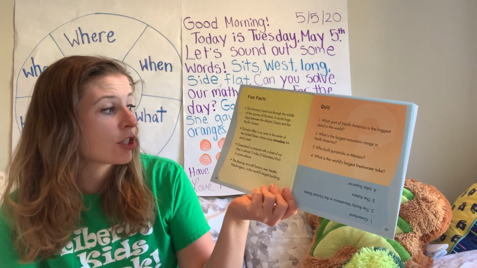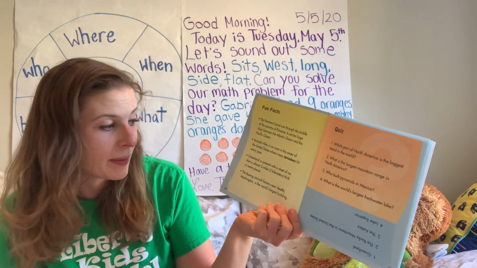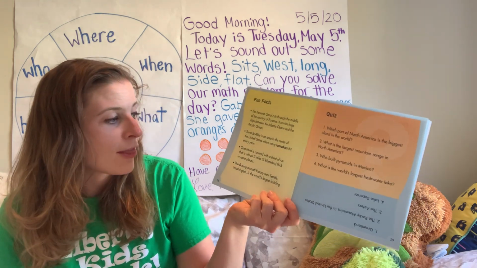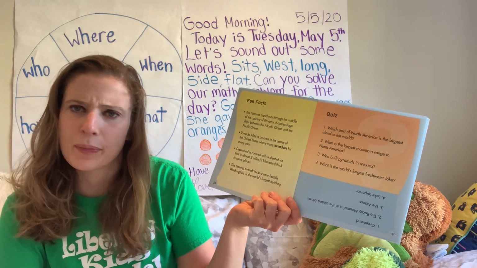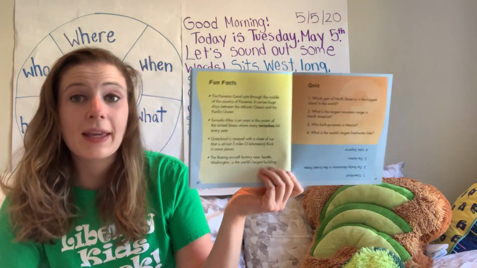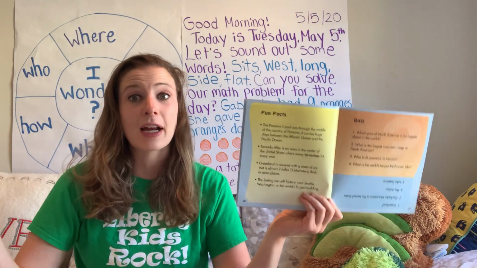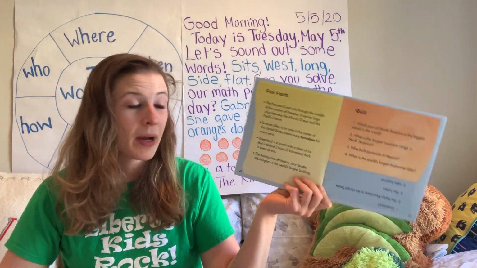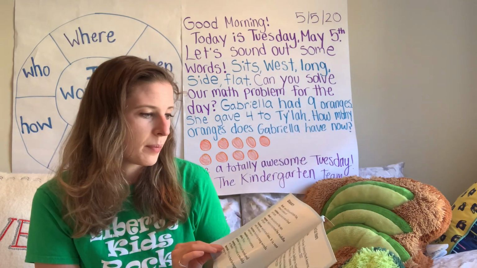Greenland is covered with a sheet of ice that is almost 2 miles thick in some places. Wow. And the Boeing aircraft factory near Seattle, Washington is the world's largest building. Wow, that's really interesting. You would have to have a really big building in order to build an airplane inside it, right? Think of how big an airplane is. So to have a bunch of them in a building, that's gotta be a pretty big building.